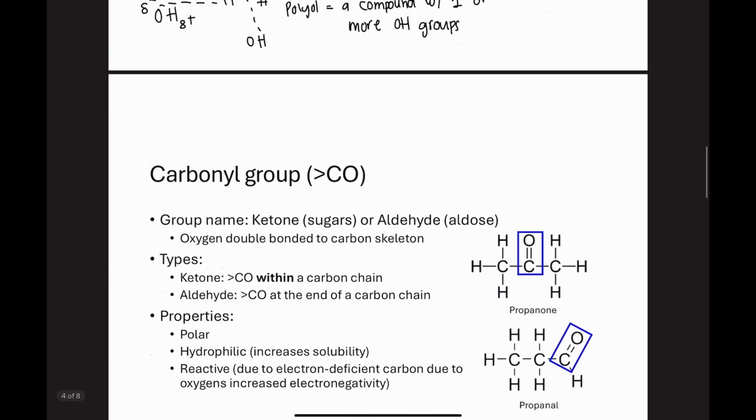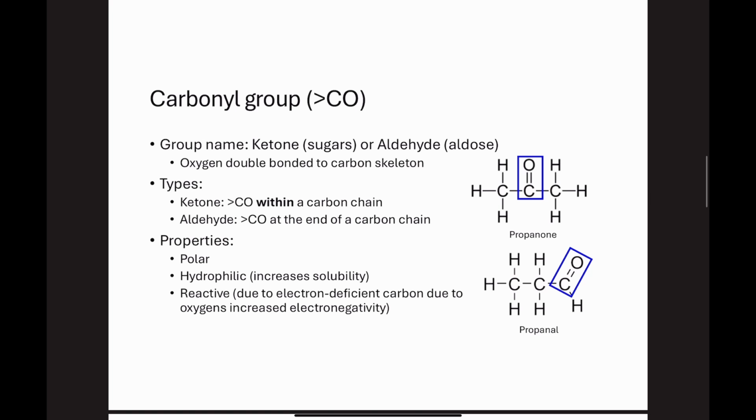So the next functional group that we're going to talk about is our carbonyl group. The carbonyl group consists of a carbon that is double bonded to oxygen, and this is an extremely important functional group in organic chemistry. There are two types of carbonyl compounds. We have our ketones, which are found within a carbon chain. They are not at the end. They are inside of our carbon chains, which is what we're seeing with propanone.